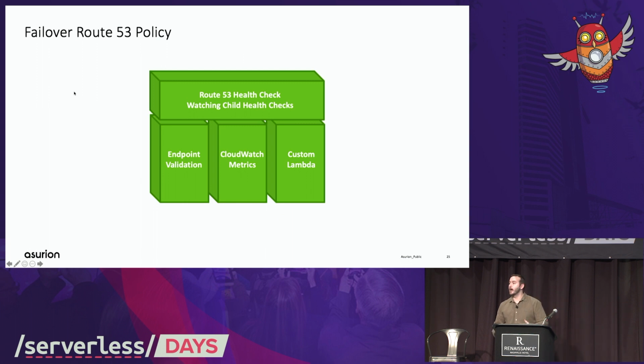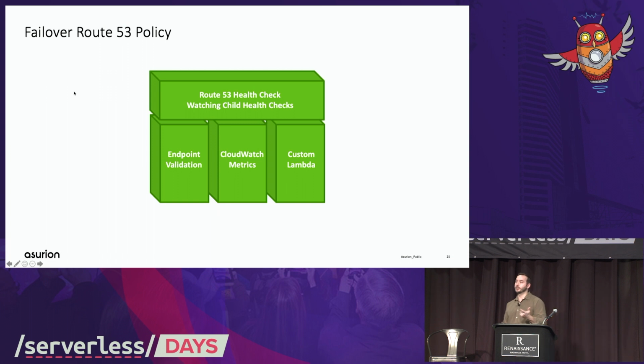We start with a top-level Route 53 health check, and all it does is watch a bunch of child health checks. And I have 3 categories that we've come up with here for different types of health check. This isn't just 3 health checks. There's a lot more than that, but we have 3 categories. The first is endpoint validation. That's the point-to-point connectivity check that I just showed you.